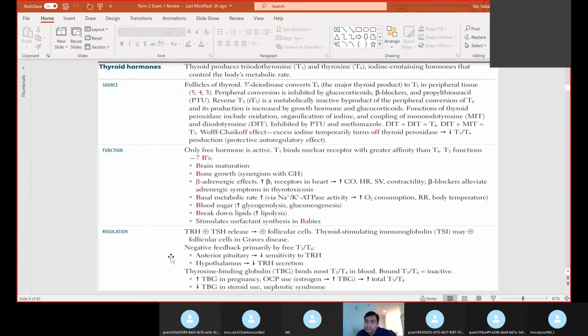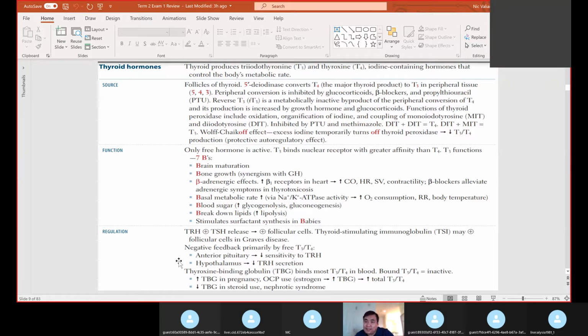So TRH, all right, thyrotropin releasing hormone. They say, hey, TSH, you need to be released. Then you have an increase in your follicular cells. It is also regulated by a negative feedback. Don't forget, high yield, TBG.